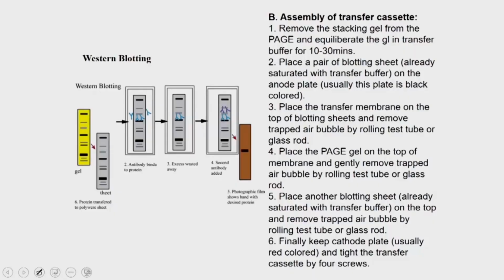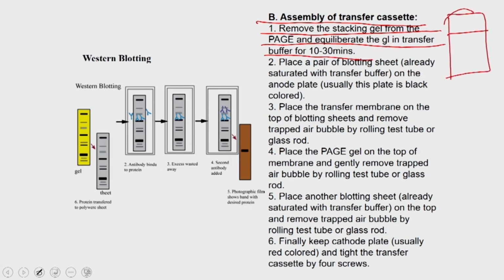Now, once this is done, then you have to assemble the transfer cassettes. You remove the stacking gel from the page and incubate the gel in the transfer buffer. So, your gel is having the stacking gel. You do not need a stacking gel because there is no protein or there is no band present in the stacking gel. So, that you have to cut, and then you take only the resolving gels.